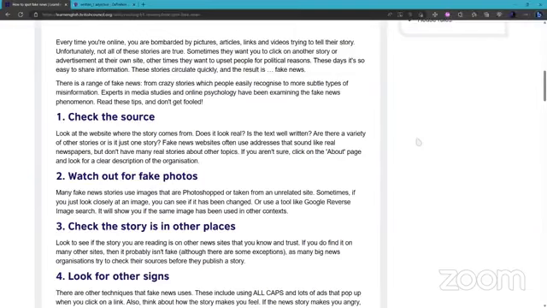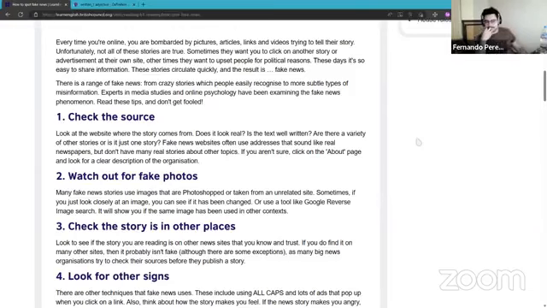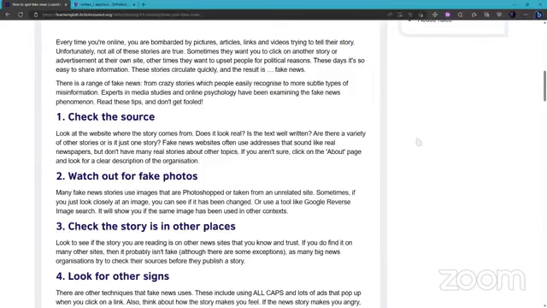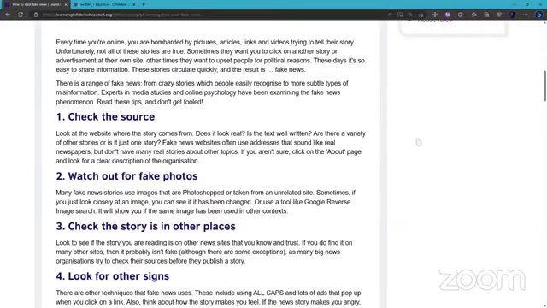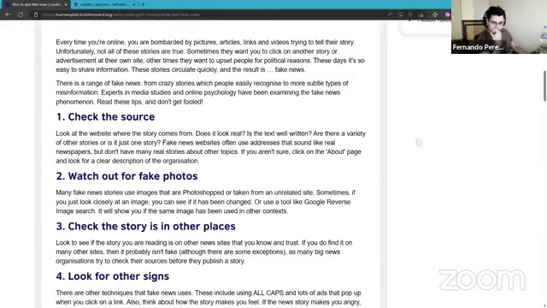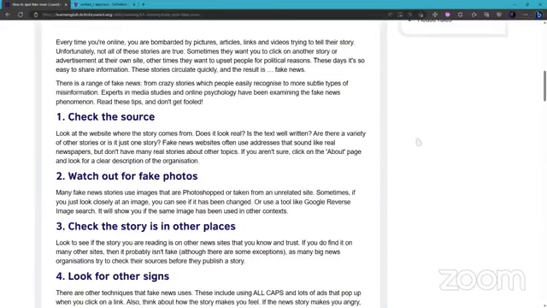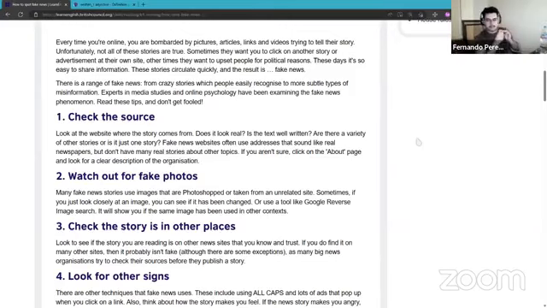Okay? Good. Laurita, help me with number 2. Tip number 2. Watch out for fake photos. Many fake news stories use images that are photoshopped or taken from an unrelated site. Excellent. Good pronunciation. Sometimes, if you just look closely at an image, you can see if it has been changed. Or use a tool like Google Reverse Image Search. It will show you if the same image has been used in other contexts.